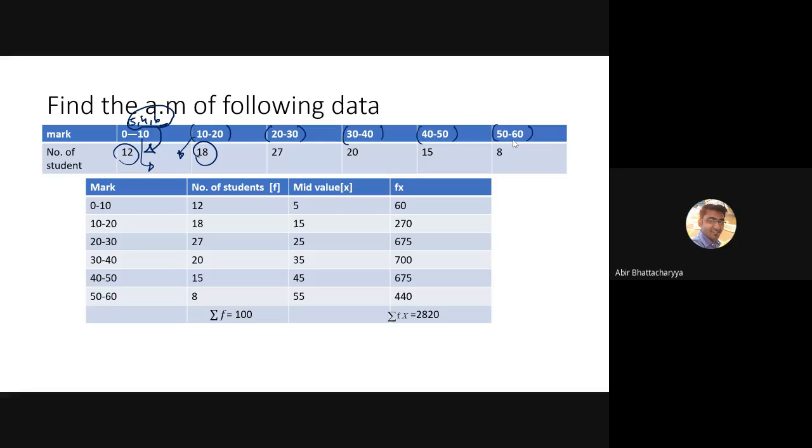Once we have this type of marks, we will try to find the midpoints. So for 0 to 10, what should be the midpoint? The midpoint is 0 plus 10 divided by 2. Just add these two values and divide by 2. That would be the midpoint. Similarly, for 10 to 20 it is 10 plus 20 divided by 2. Similarly, 20 plus 30 divided by 2. Okay, just a minute.